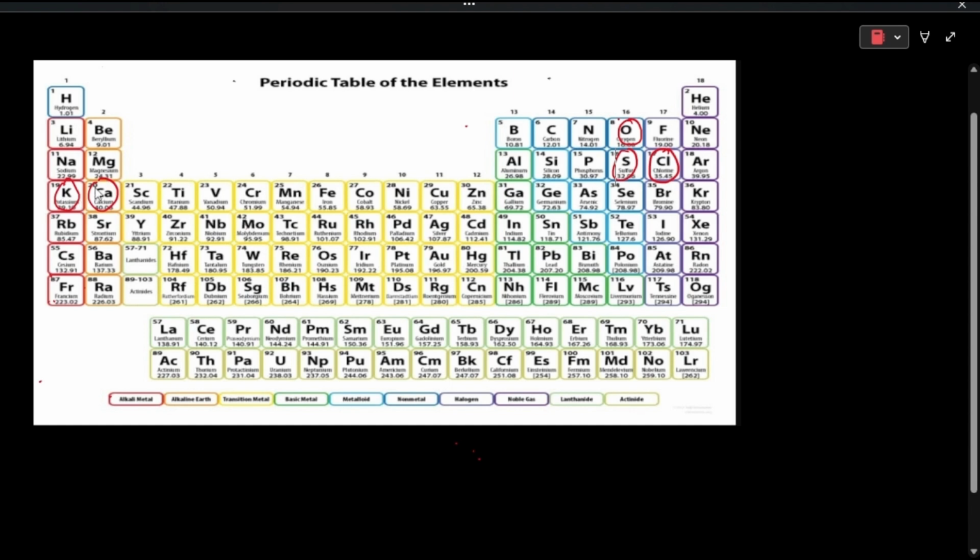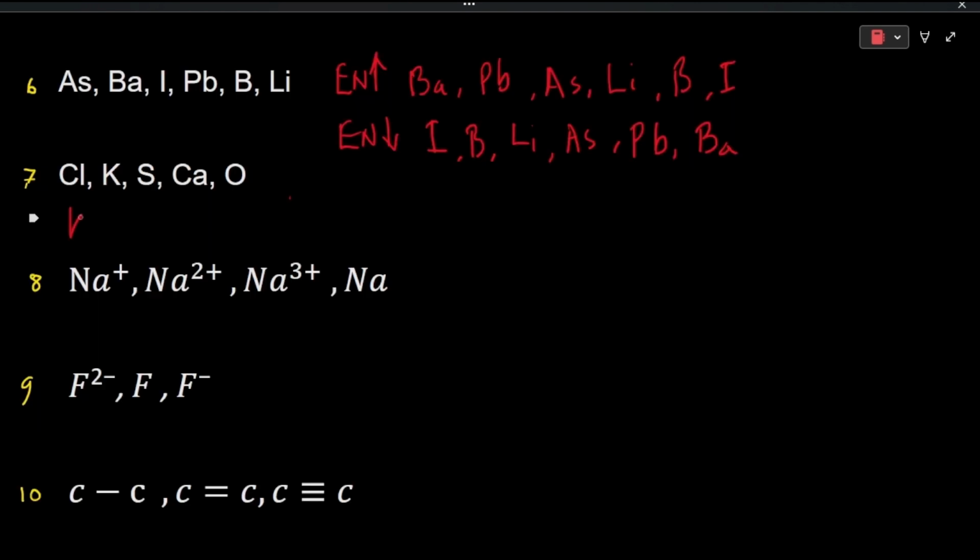Calcium and potassium are far to the left, and so we're going to have calcium and potassium definitely having the lowest electronegativity values, but potassium is to the left of calcium, so we're going to put the order as potassium, calcium, sulfur, chlorine, and oxygen. Potassium, calcium, sulfur, chlorine, and oxygen.